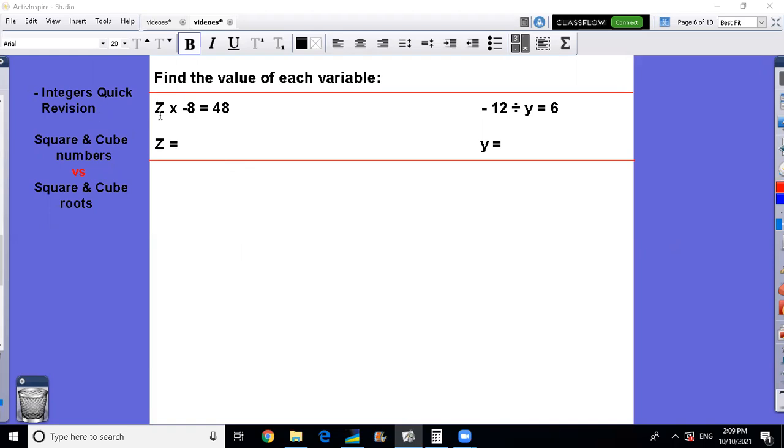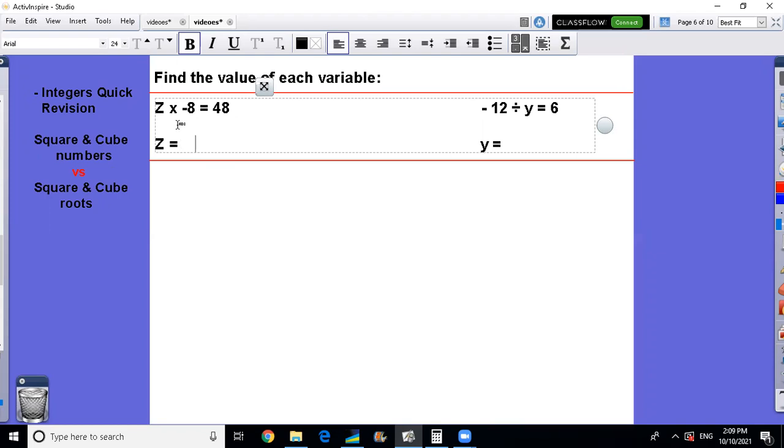It says here using variables. So they want you to find the value of each variable. Variable is the letter that is written over here. So z times -8 equals 48. What is z? Z is what? So what is that number?